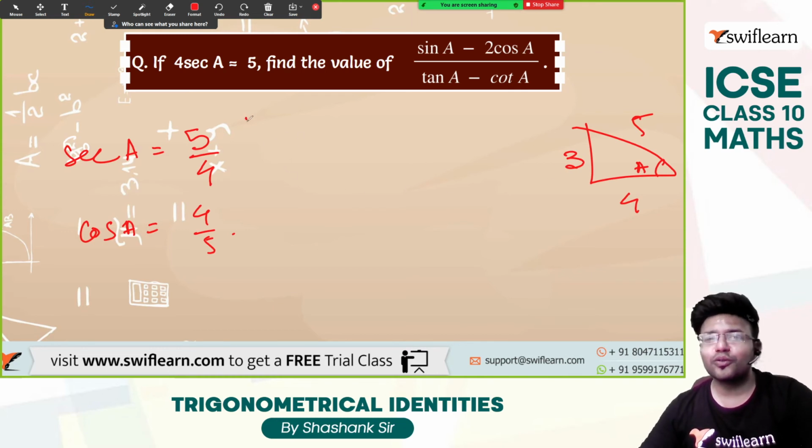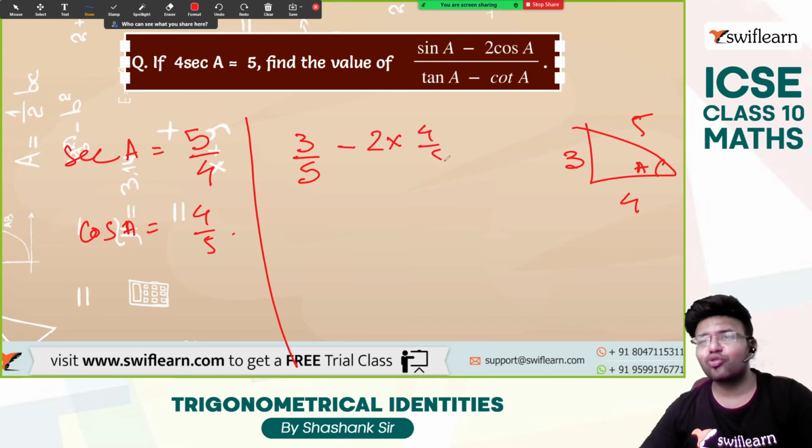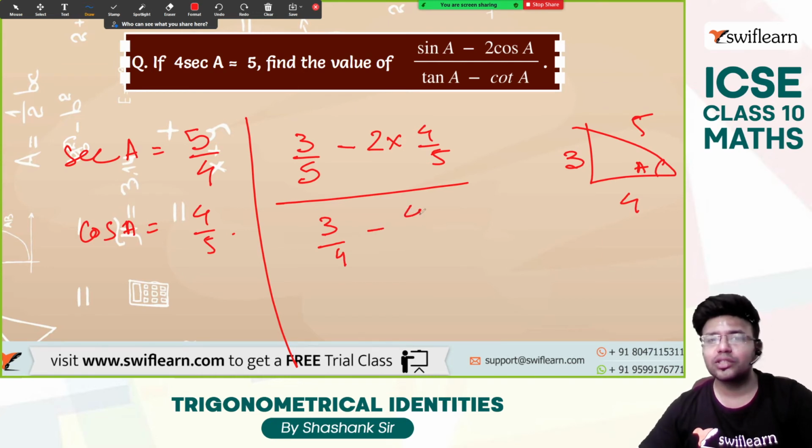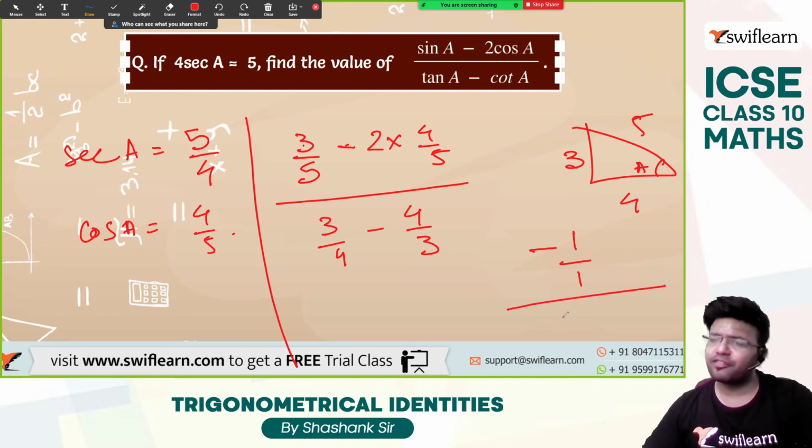Okay, so substitute here and find the value of sine A. Sine A is 3 by 5 minus 2 times cos A, which is 4 by 5, divided by tan A, which is 3 by 4, minus cot A, which is 4 by 3. Okay, so 3 minus 8 by 5. How much do we have? We have minus 5 by 5, which is minus 1 by 1. 5 by 5 is 1 by 1, right?